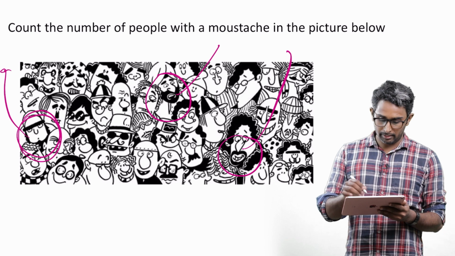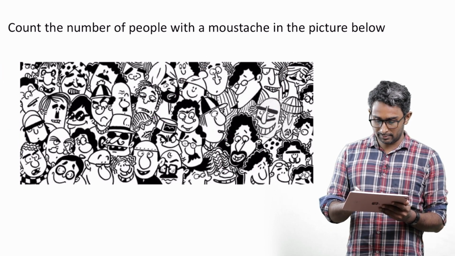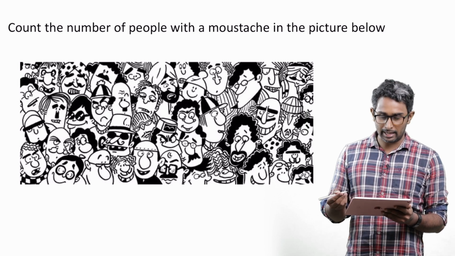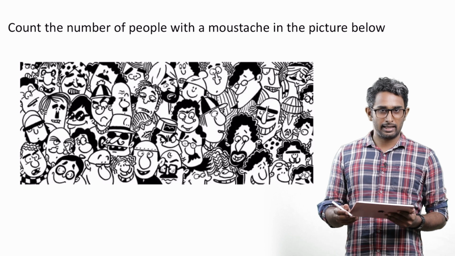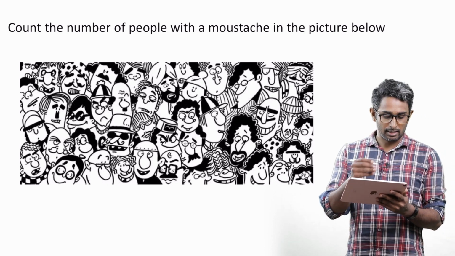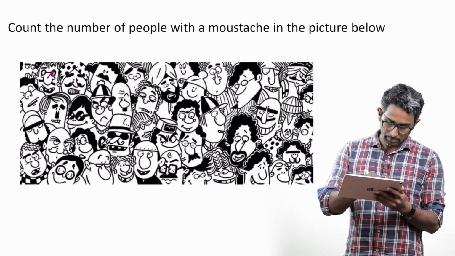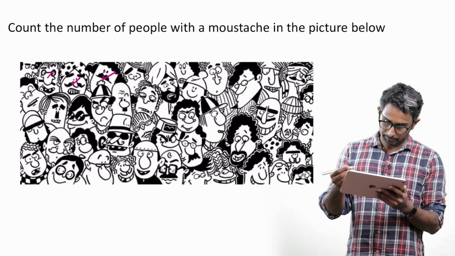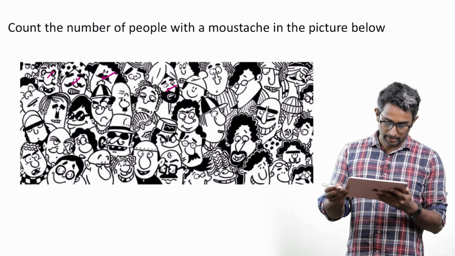Again, if we try to analyze the figure in the previous manner, you can analyze left to right, top to bottom, any way you can do the analysis. I am just counting the number of people having a mustache from left to right. So this is 1, 2, 3. This guy is having both beard and mustache.